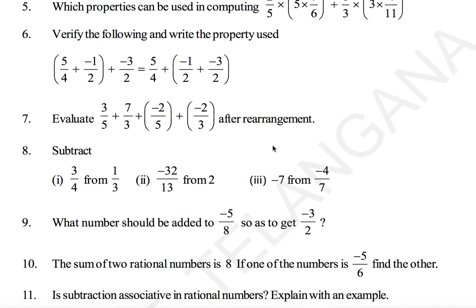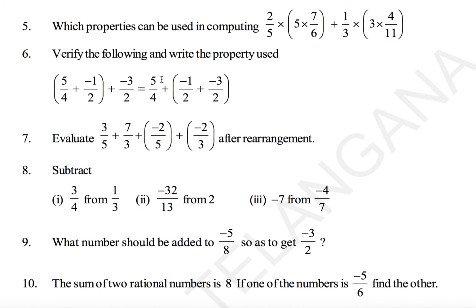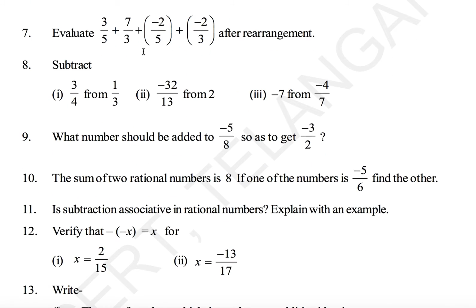Verify the following and write the property used. 5 by 4 plus, associative property, right? Evaluate this after the arrangement. After the arrangement means these two have to be at the same place, right? 3 by 5 first, then minus 2 by 5, plus 7 by 3. This is the rearrangement. Plus minus 2 by 3.